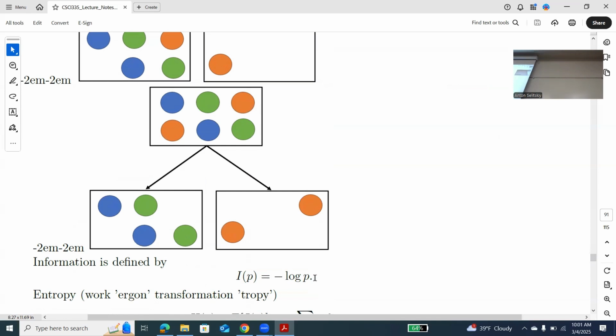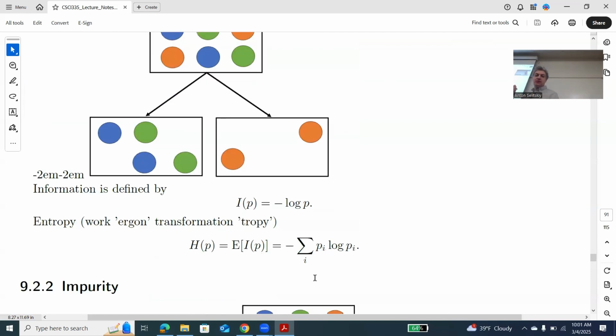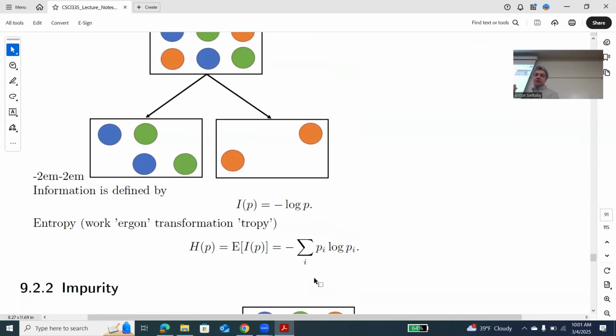The mathematical formulation of which split is better is called entropy. So you remember, entropy is the expected value of the information. So for this node, we have just one class, and the probability will be 1. So entropy will be 0. And so this is the smallest entropy split.